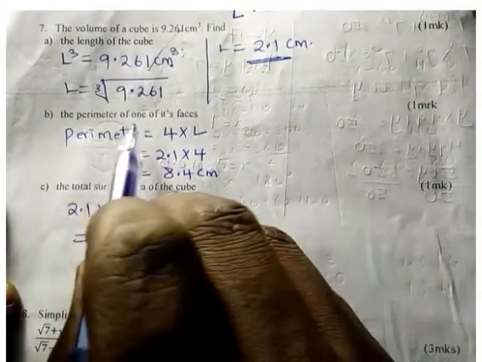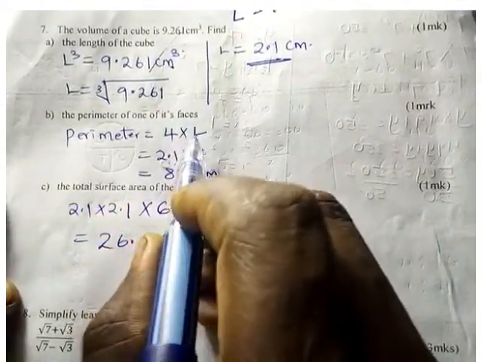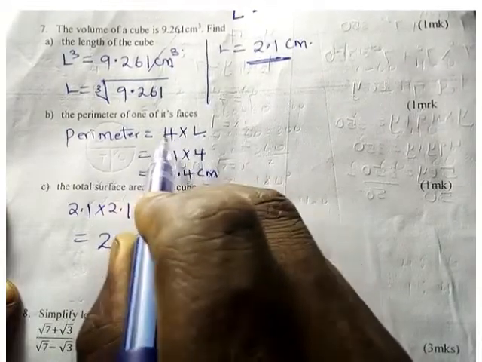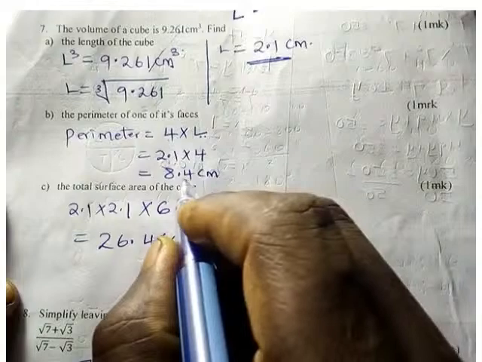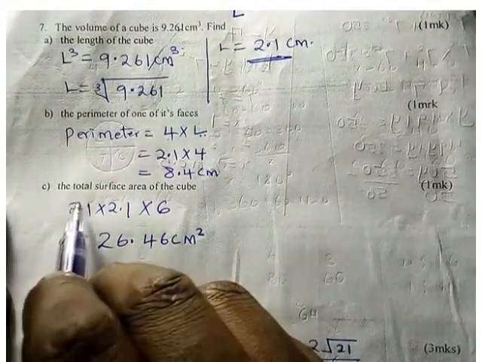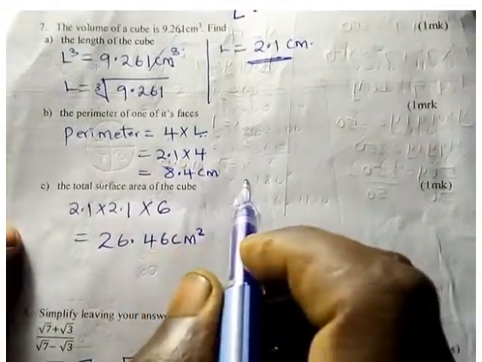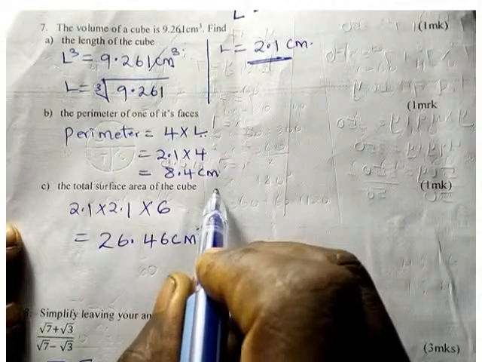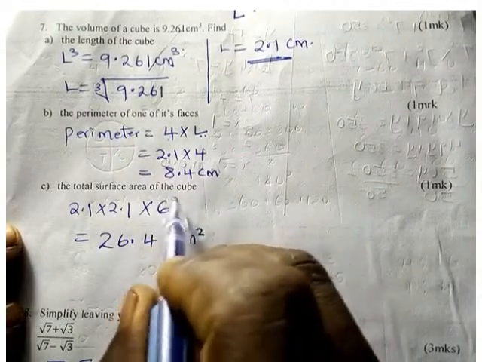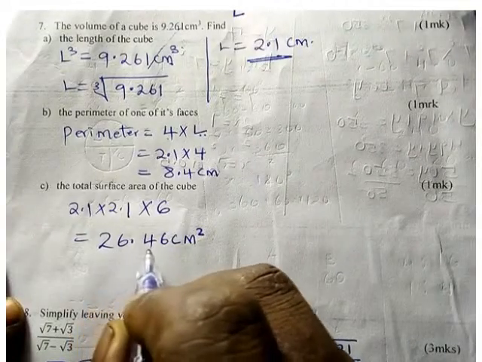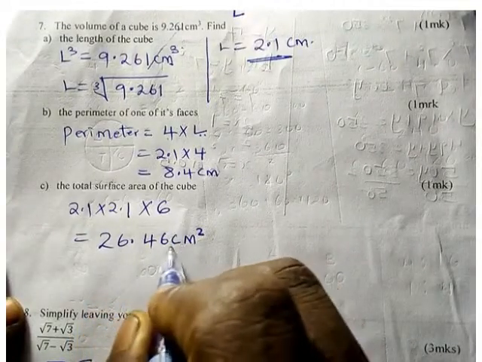The perimeter of one side. If the length of the cube is L, one face has 4 sides, so it is 4 times the length, and the answer is 8.4 centimeters. Total surface area of the cube. Total surface area is one side, you calculate 2.1 times 2.1, and then times the 6 faces of the cube, and you get the answer as 26.46 centimeters squared.